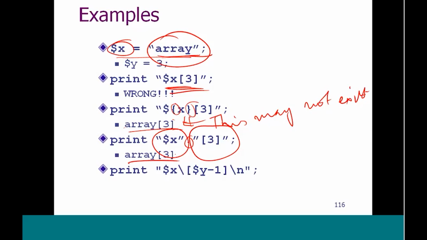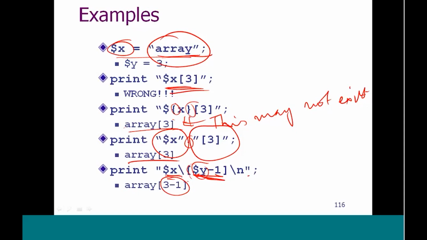And then the third one that we saw was to escape the various characters. So we can use $x, escape the square brackets, and then $y minus 1, and this will print array 2, or literally $3 minus 1, because it only evaluates this, it won't evaluate this function because the square brackets are escaped. So it just puts these values.